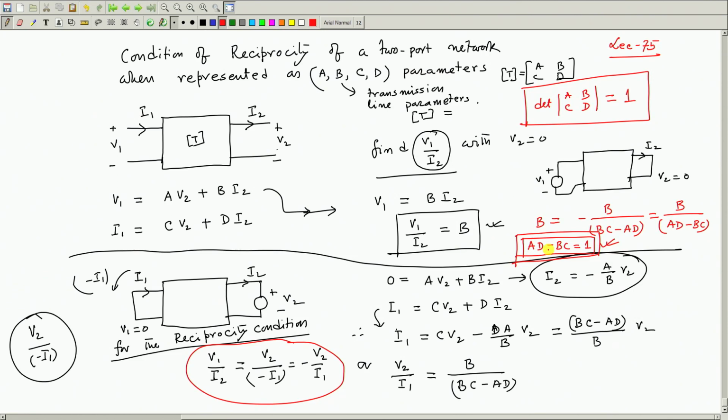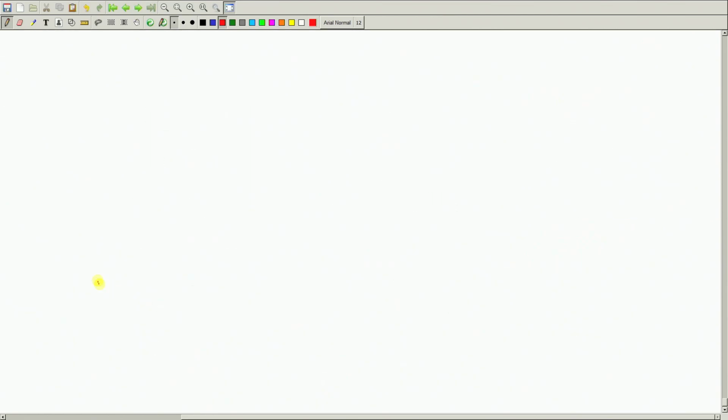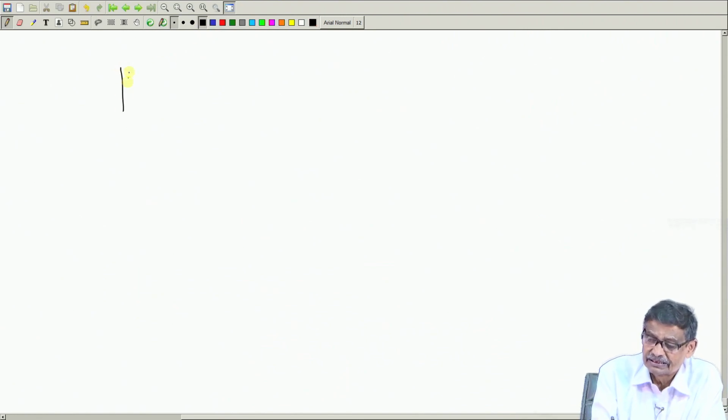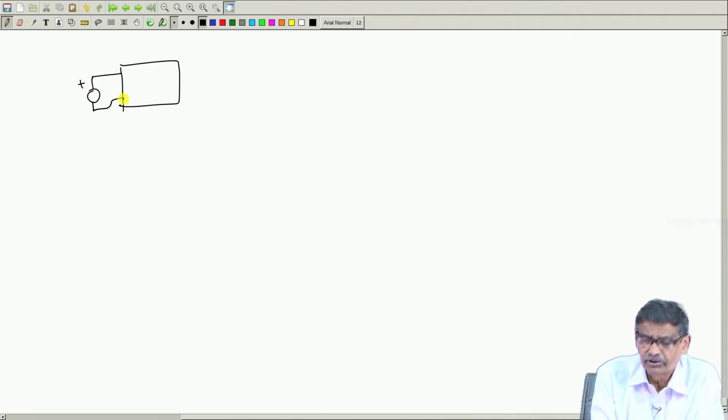See, reciprocity property, as I was telling, one should not be under any doubt about this step, that is what I am telling. If somebody says here is a network and you apply a voltage here V1, forget about this two port network, V1 you have applied, and you record this current in this direction I1.